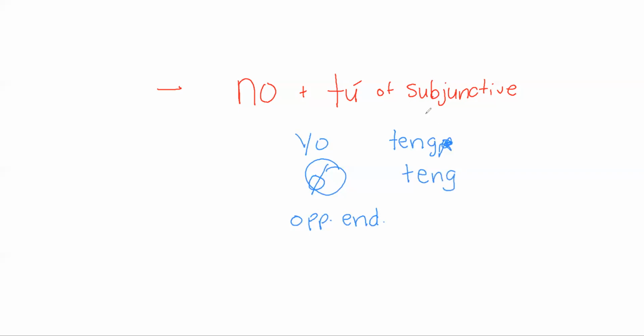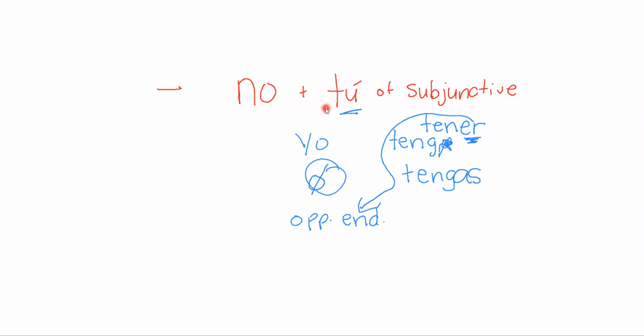It is from tener, which is an ER verb, and we're going to get the opposite ending. That is an A. And since we're in the tú form of the subjunctive, we also add S. So our negative conjugation for this would be no tengas. No tengas. That's the negative tú command.